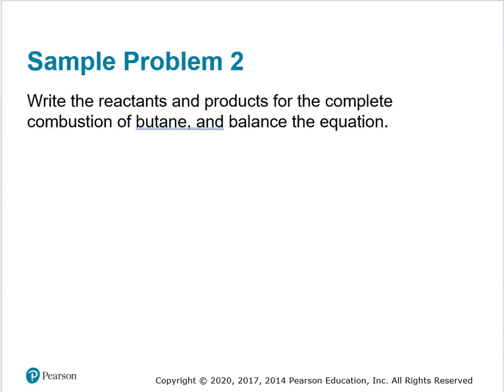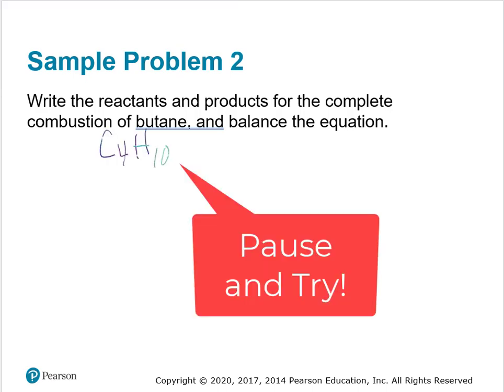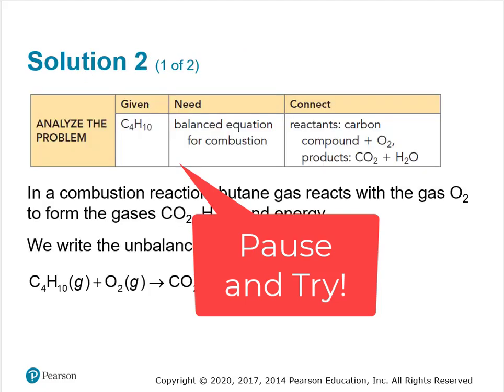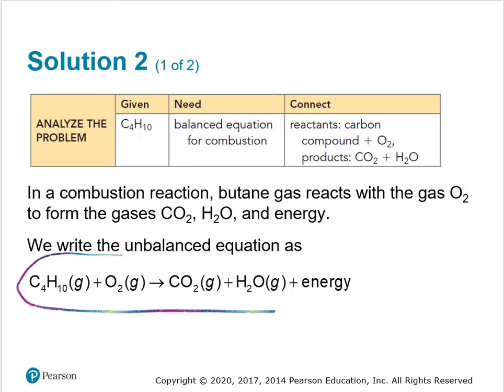How about this? Write the reactants and products for the complete combustion of butane and balance the equation. Butane's formula is C4H10. Hopefully you have the general format as C4H10 plus oxygen to give me CO2, H2O, and energy. Now we need to balance it.